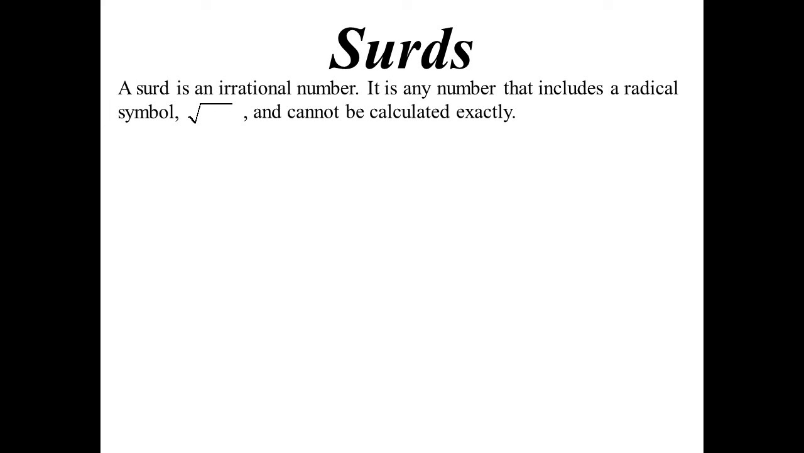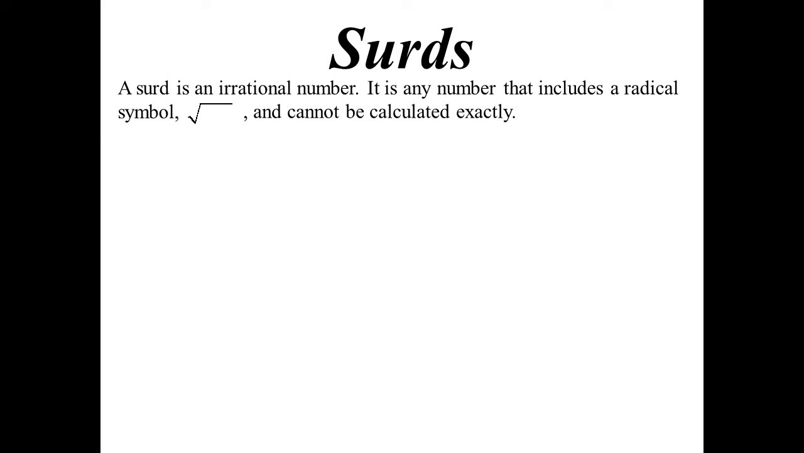More on irrational numbers, but the most common type of irrational number that we encounter is, of course, surds. So let's look at surds. A surd is simply anything that includes a radical symbol. Now, I don't know whether you realise it's called a radical symbol, but that symbol is a radical symbol. But on top of that, it cannot be calculated exactly.